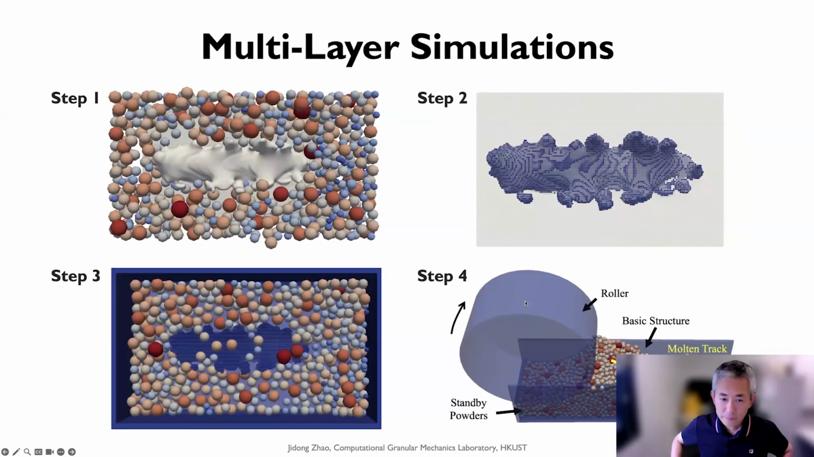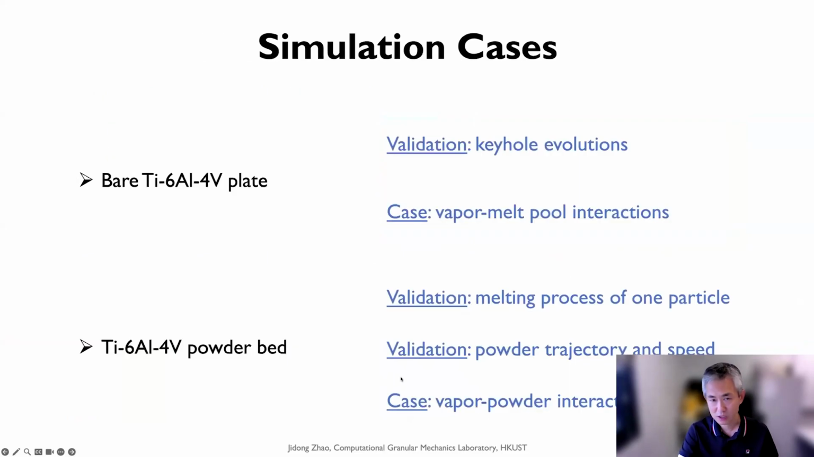And also, there are multi-layer simulations. We can also do that. Essentially, we simulate this part, and then we leave this part, and on top we lay another layer of these metal particles, and then we roll it, using the roller to lay it, and then we repeat the printing. This is how the multi-layer simulation is done here.